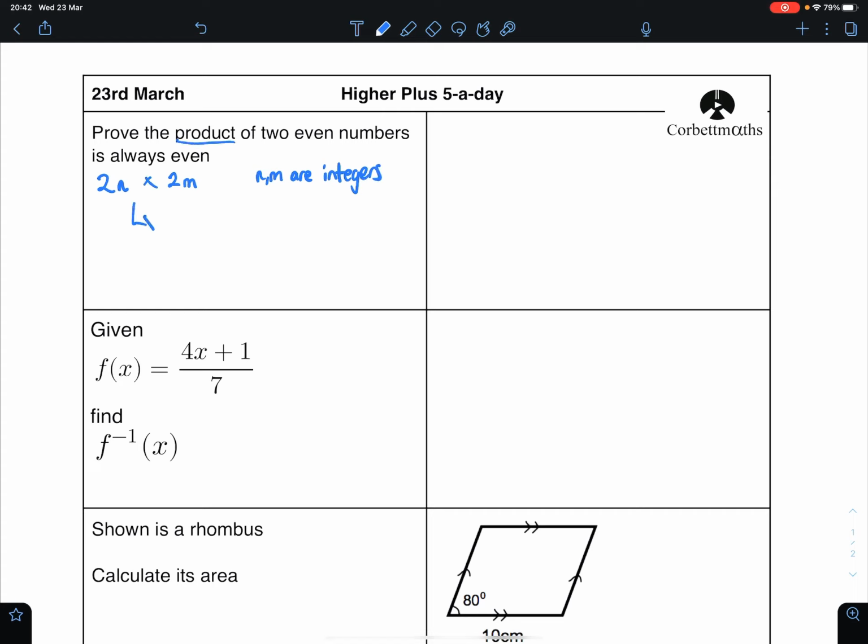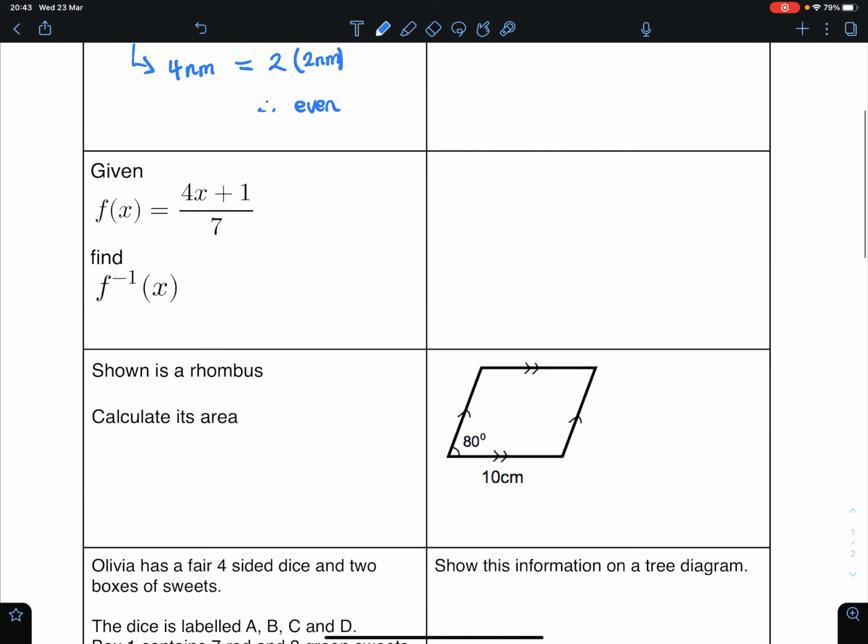Now that multiplies to 4nm, or really 4mn, which is the same thing as 2 lots of 2nm. Why have I done that? It's just to show that it's even. That's it. So therefore, even. Happy times. Let's go to the next question.